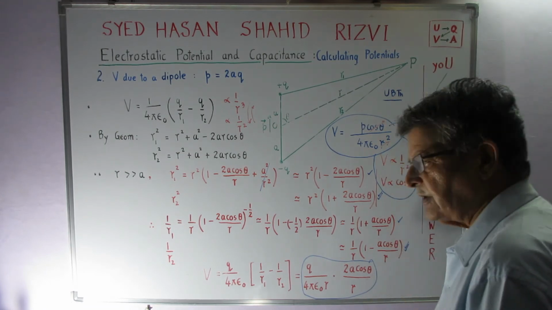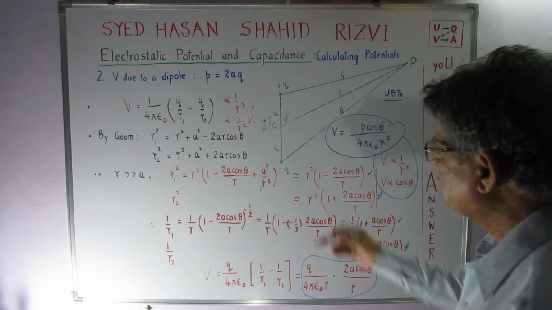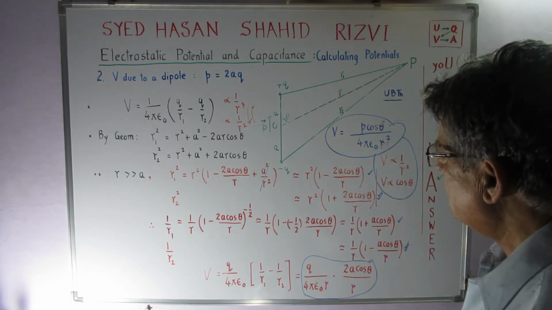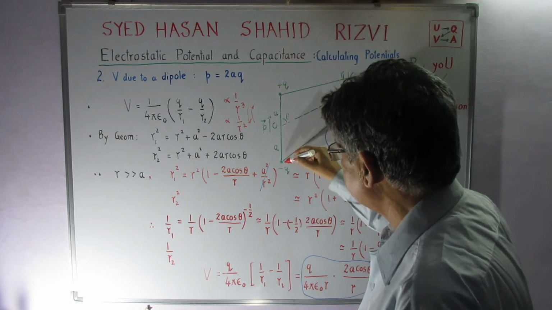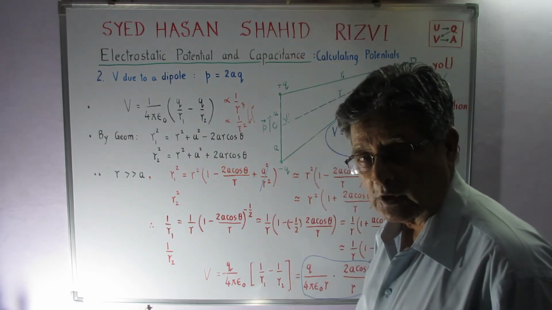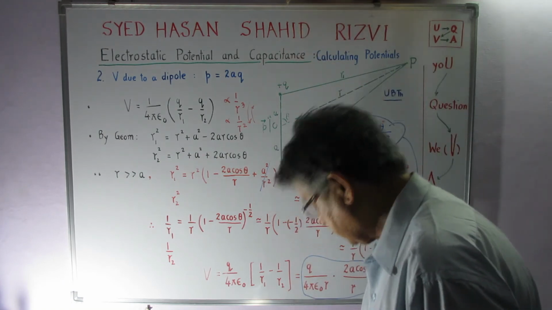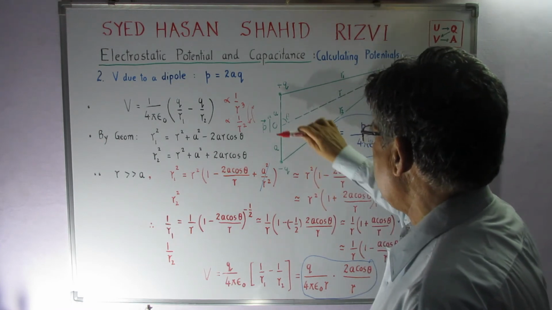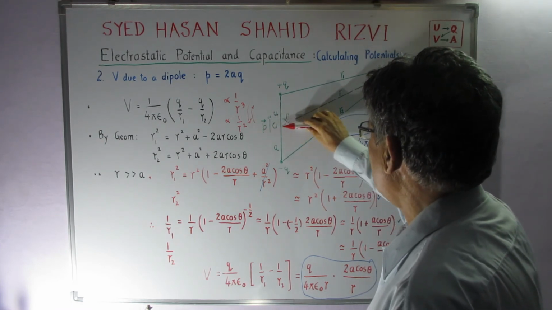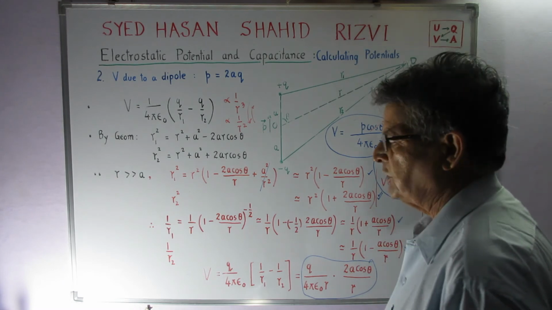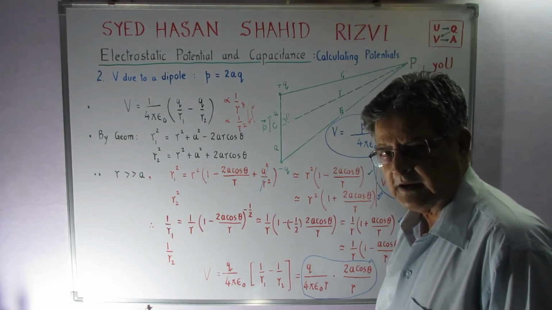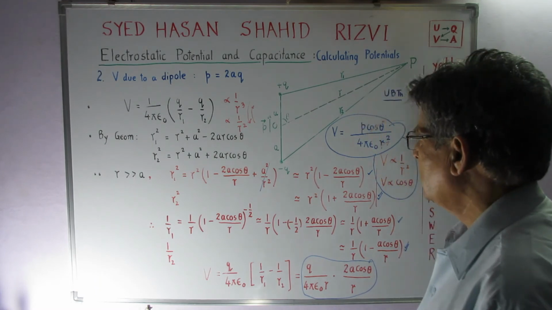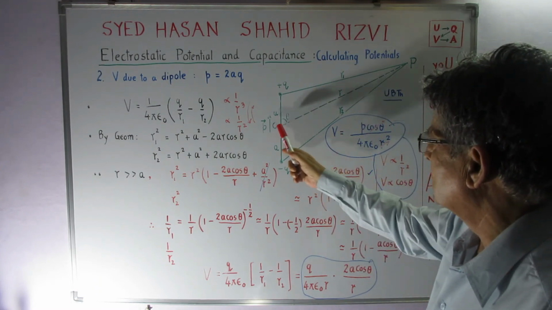We obtain these results, then interpret these results for the end-on position, which is called the axis of the dipole, and the broadside-on position, which is known as the equatorial axis, the equatorial plane, and we find that the value of the potential is equal to 0.